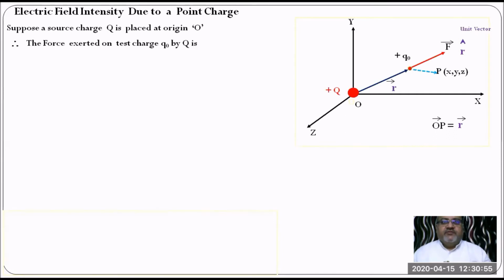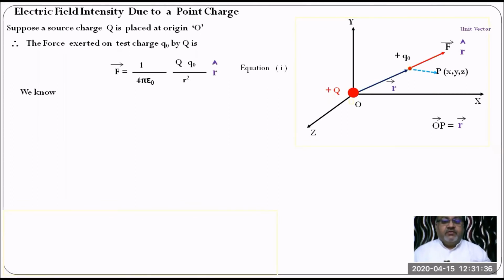Hence, the force exerted on test charge Q naught by capital Q will be, we apply Coulomb's law in vector form, F equals 1 by 4 pi epsilon naught, capital Q Q naught divided by R square, R cap, where R cap is the unit vector. So see, the benefit of assigning a unit vector is this: we are able to make this a vector just by putting the unit vector. So this is equation number 1.